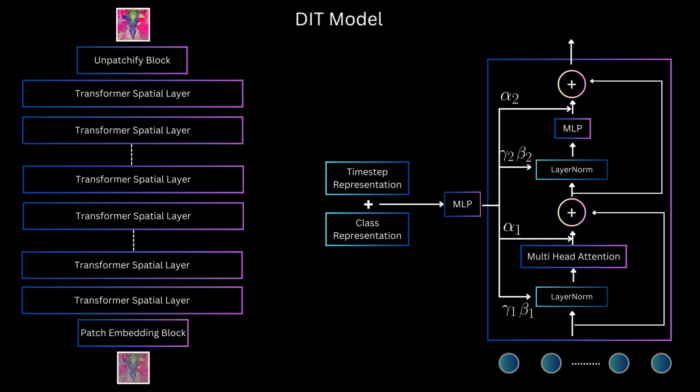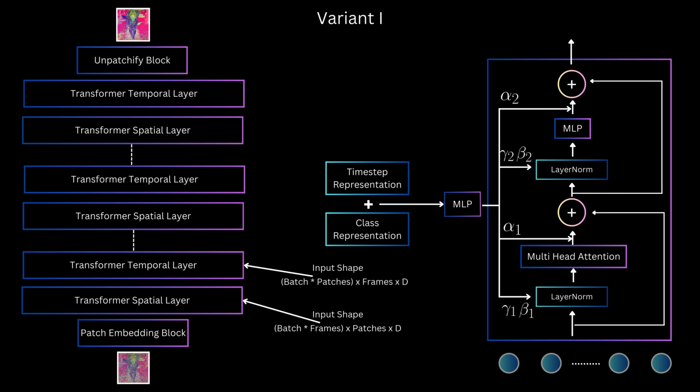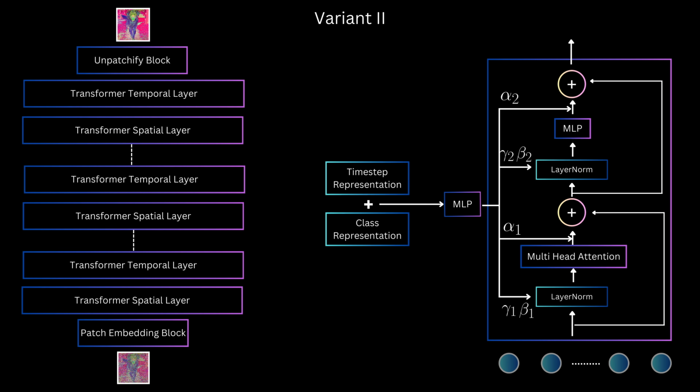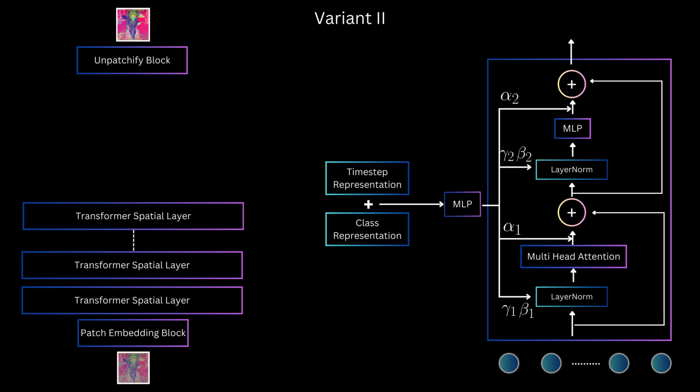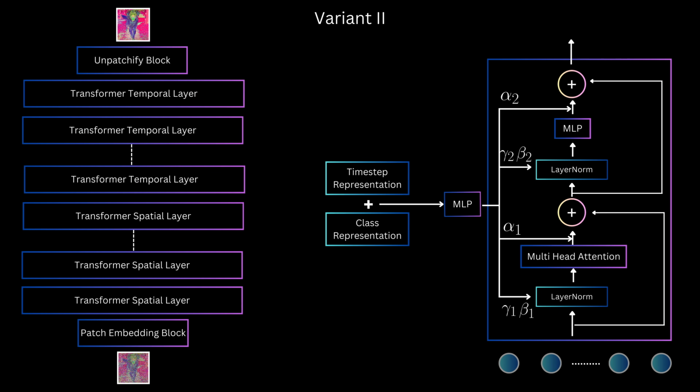All the variants basically differed on how the temporal and spatial modeling was factorized in the architecture. Starting with variant 1, this is a sequence of spatial and temporal layers, one after another. In the temporal layer, the attention is happening along the temporal dimension. So after every spatial layer, we'll just rearrange the output so that the dimension at which attention will be happening is the time dimension. For the second variant, we first have all spatial layers and then a bunch of all temporal layers.